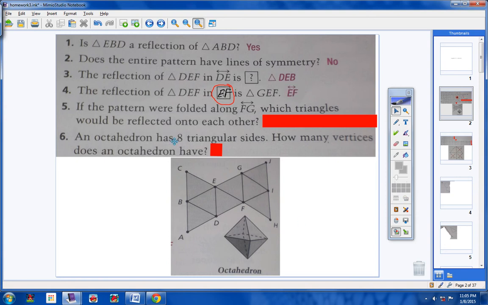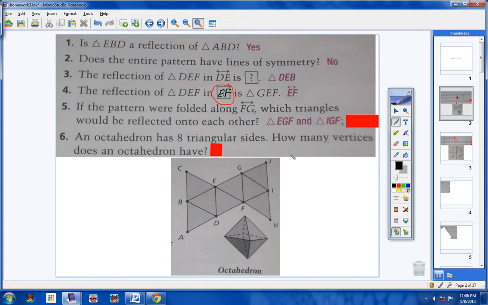Number 5. If the pattern were folded along line FG, here's FG. If the pattern were folded right there, which triangles would be reflected on each other? Well, first of all, this triangle here would be reflected on this triangle here. So EFG to GFI. Okay, right there. But there's 2 more triangles too.